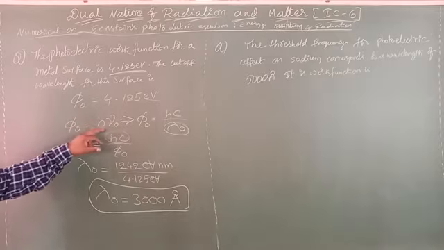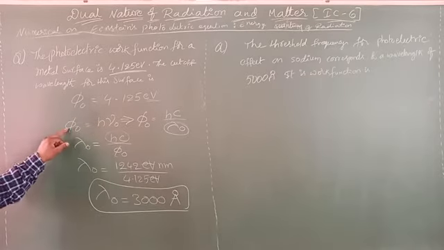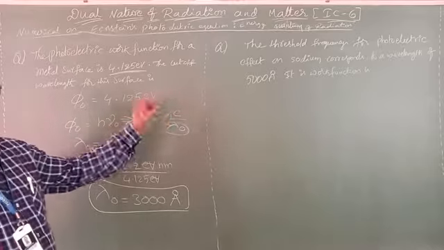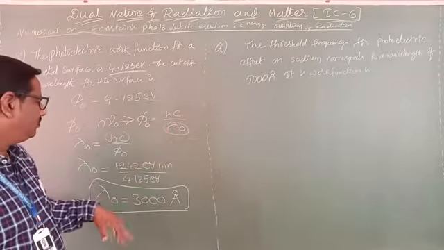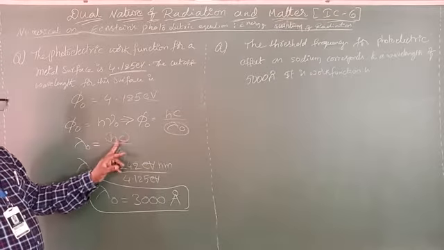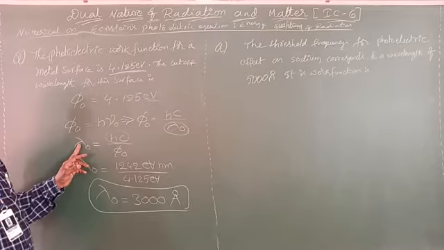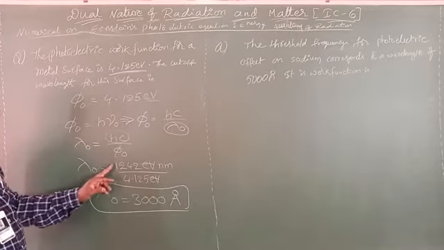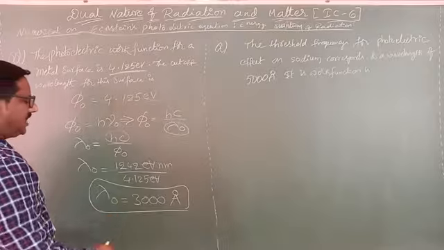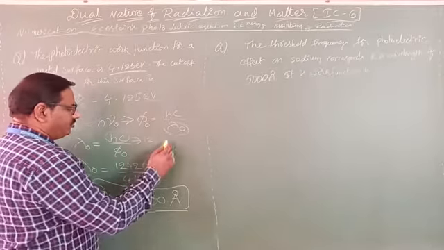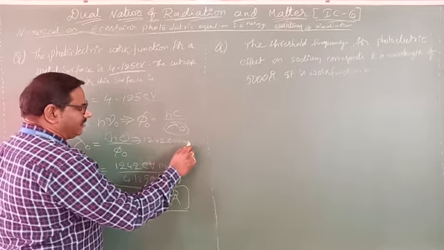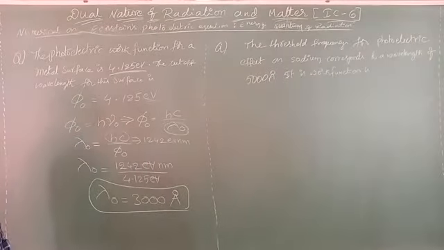Phi naught equals h nu naught, we already know the work function formula. That nu naught you can convert as c by lambda. We have discussed that many times. Say yes or no? So lambda naught equals hc by phi naught. From that, write one formula, then substitute the value. We already know hc is 1242 eV nanometer. In terms of angstrom, you can write 12,420 eV angstrom, like that also.